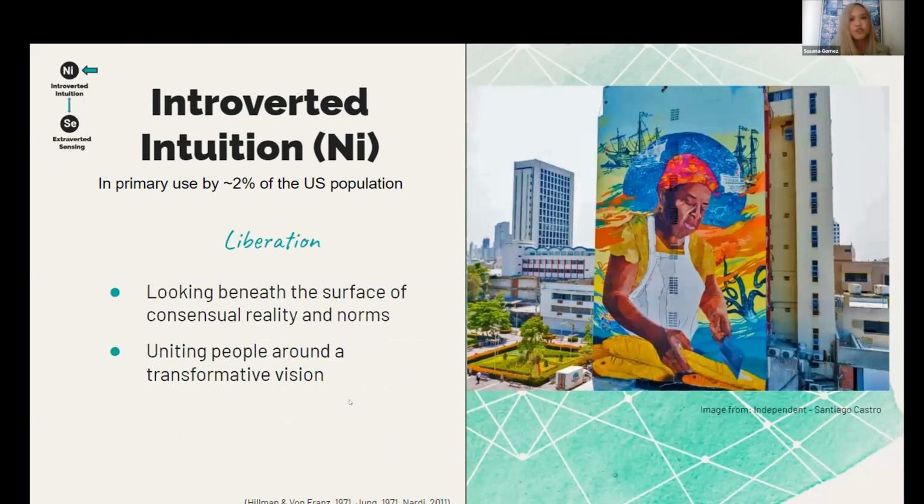Critical use of introverted intuition looks very different. Oppression relies on the mass acceptance of a malignant normality. Introverted intuition shakes this up, being a process that looks beneath the surface of consensual reality and cultural norms. Someone using introverted intuition also has the potential to powerfully unite people around a transformative vision.